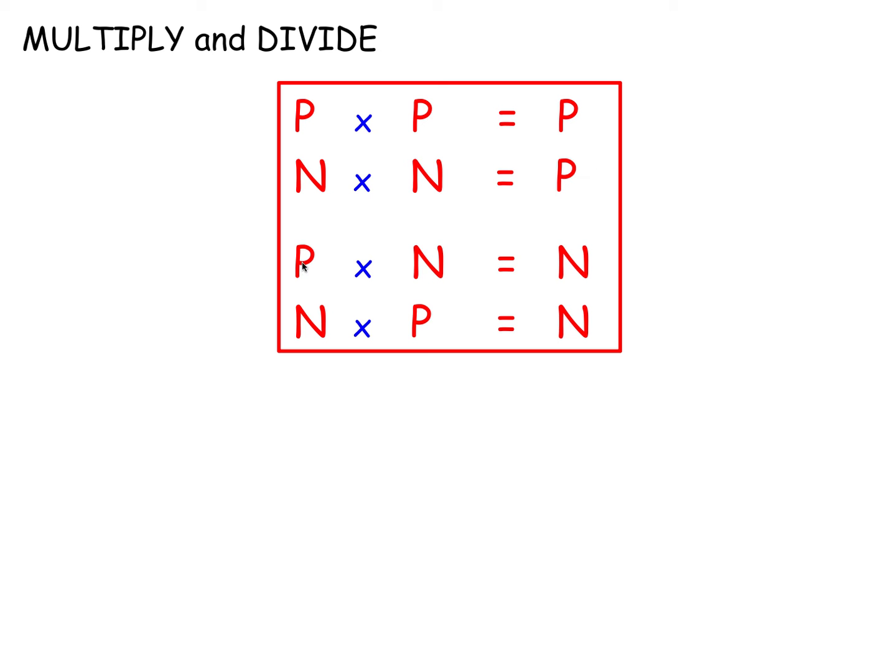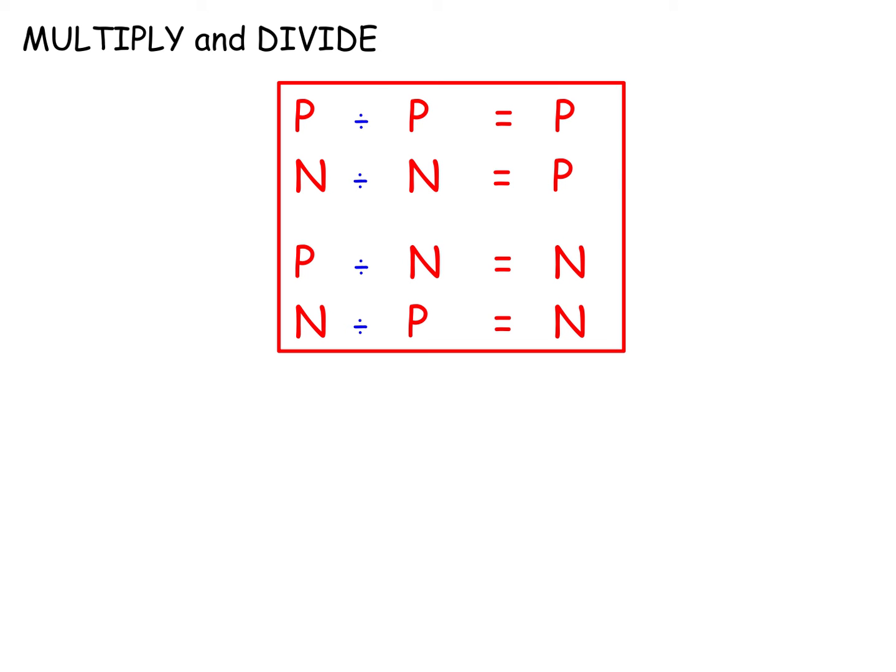If the signs are mixed, one's positive and one's negative, doesn't matter what way around, you get a negative answer. Same for division. Divide 2 positives or 2 negatives, you've got a positive answer. If one's positive and one's negative, whatever way around, it will come a negative answer. So that's the rules you memorise.